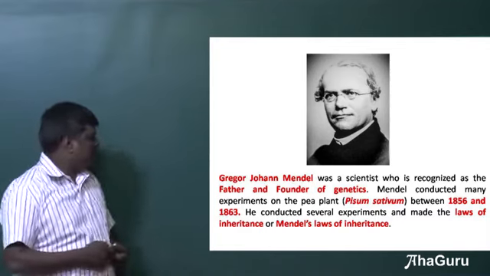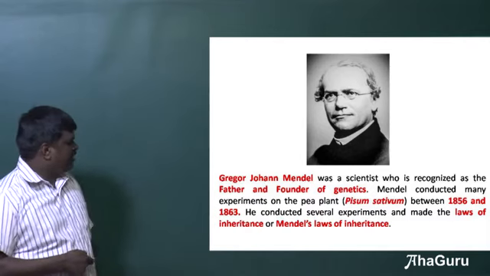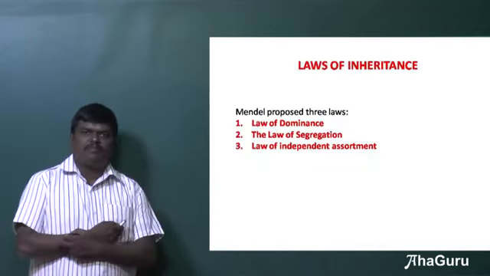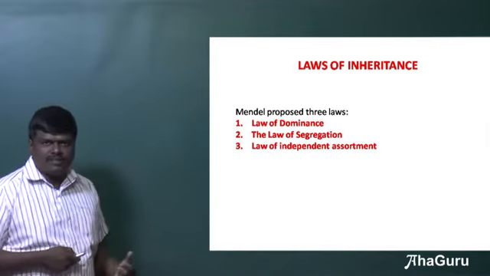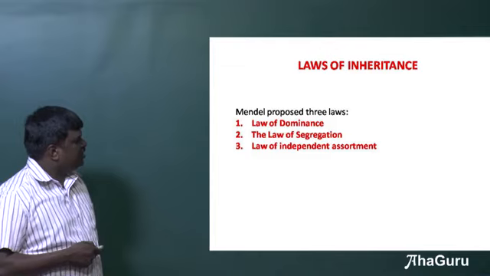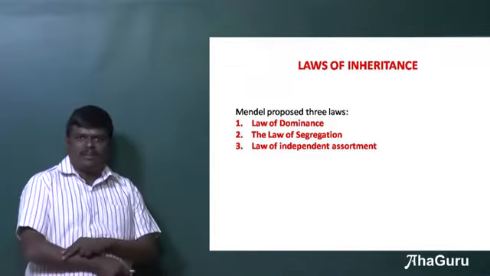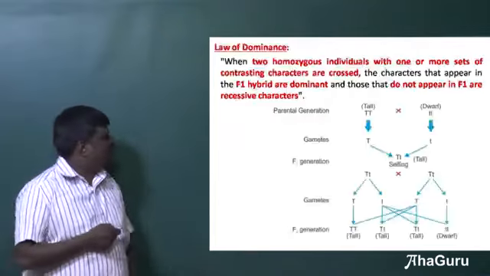Those laws are called Mendel's laws of inheritance. He proposed 3 laws: the law of dominance, the law of segregation, and the law of independent assortment. So these 3 laws are there. One is the law of dominance.